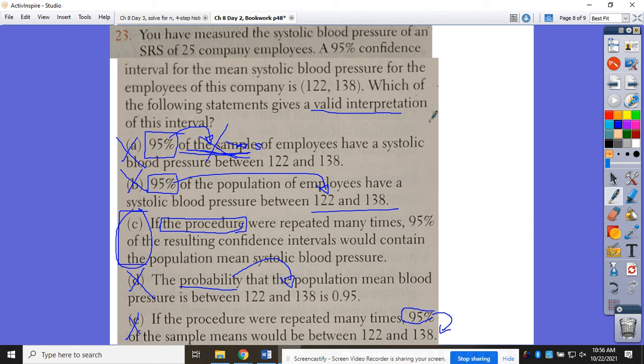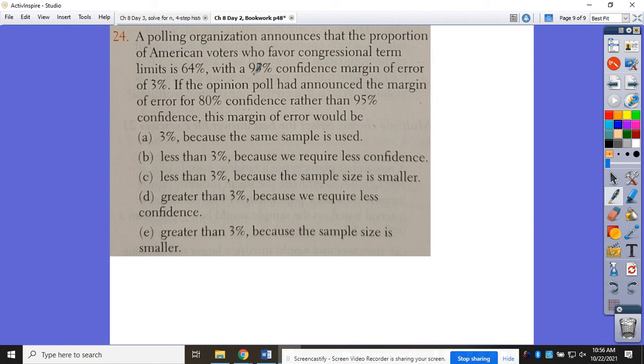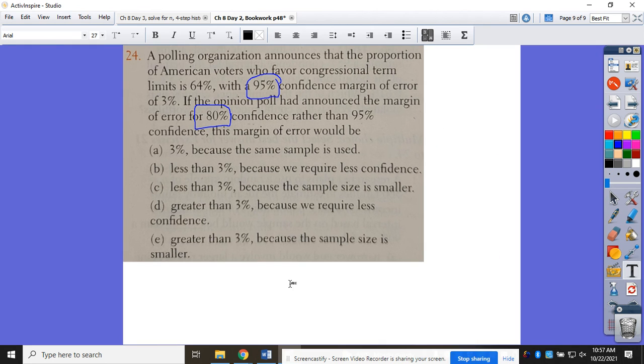And the last one. So I started with a 95% confidence and switched to 90, switched to 80. The margin of error for 80%, and I have to write stuff out like this so I don't get mixed up because I want to write it the exact way the problem's asking. So in an 80%, is that going to be wider or narrower?